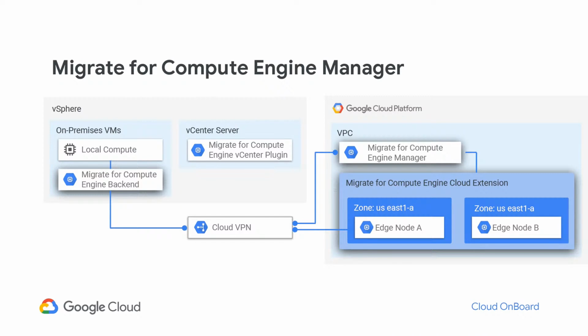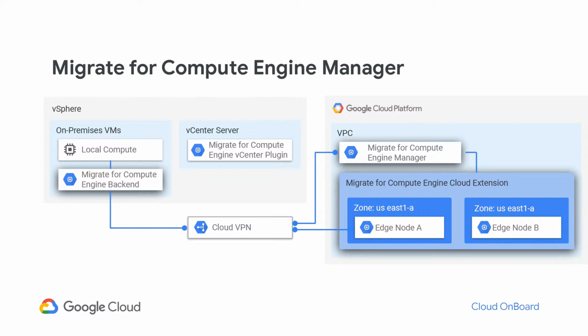We have the Migrate for Compute Engine manager. We have a cloud extension, which is hosted in the cloud platform, and the backend, which is hosted in your source environment. You can say the manager is a Compute Engine virtual machine, which is going to orchestrate the entire process and will provide you with an awesome web UI. This is the place where you define the migrations, maybe the group of machines that you want to migrate together.